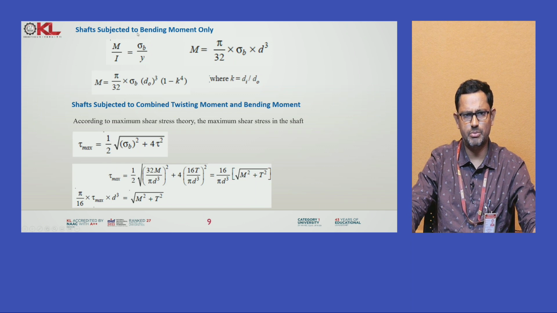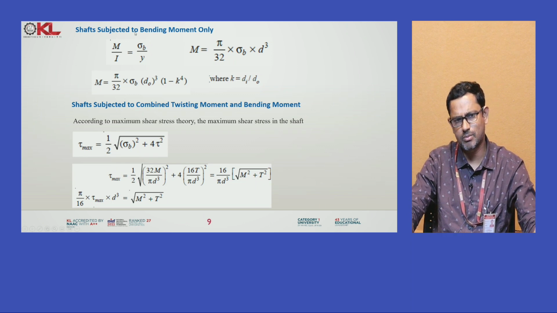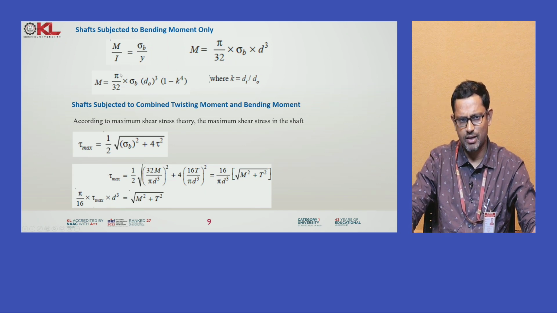Next criteria is shaft subjected to only bending moment, and this is called the bending equation, M by I is equal to sigma b by y. Here y is the distance from the layer to the neutral axis, I is the moment of inertia, sigma b is the bending stress, M is the bending moment. By substituting I is equal to pi by 64 d power 4 for a circular cross section, we will get the bending moment. The same equation for a hollow shaft can be written like this, where k is equal to di by d naught. Di is the inner diameter of the shaft, d naught is the outer diameter of the shaft. So this is the second case.